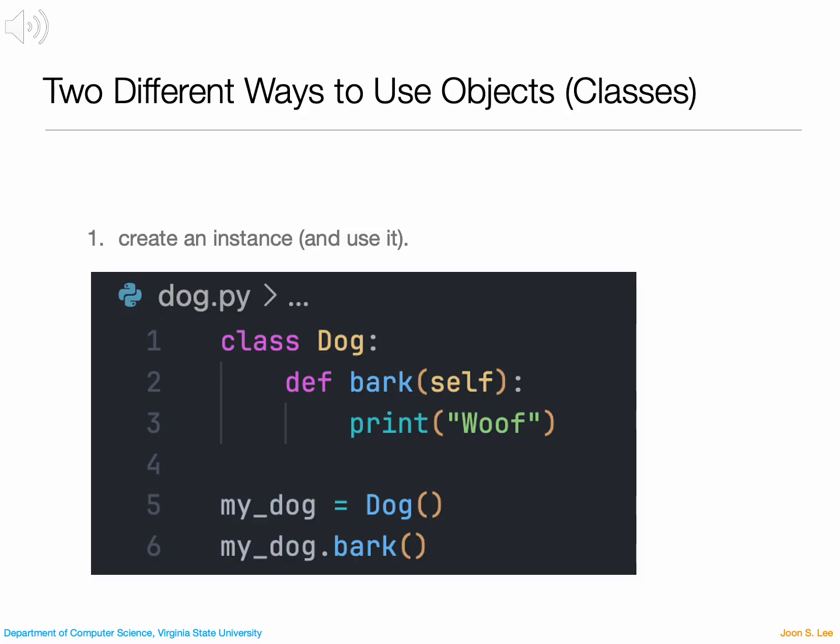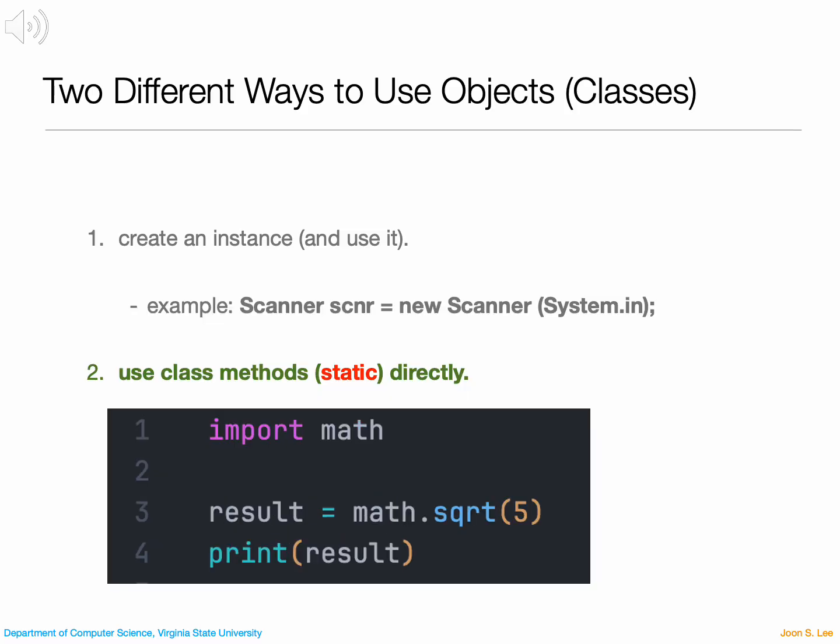The key idea here is that each object is an instance of the class and can perform the actions defined in that class. So remember, we define a class as a blueprint, create objects from it, and then use those objects to run methods. The second way we can use classes in Python is by using class-level functionality directly.